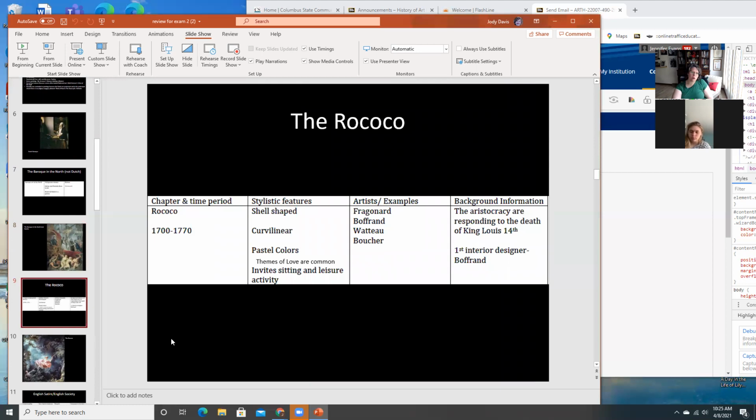Okay, so the Rococo. Remember, the Rococo doesn't really last for very long, about 70 years, comes and goes pretty quickly. The stylistic features for Rococo are shell-shaped. The term Rococo actually comes from the word roche-soleil, which is French for shell-shaped.